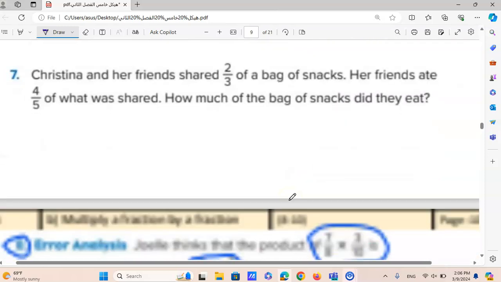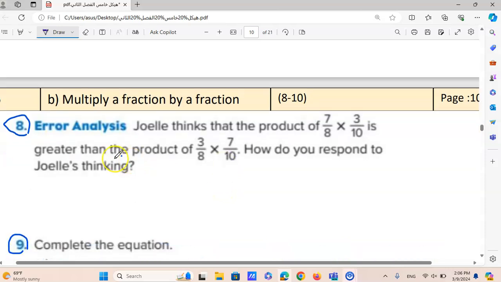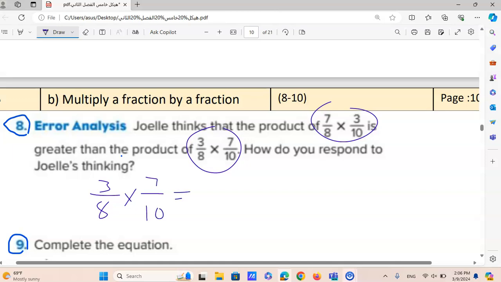Do the same with the others. Here is how to multiply fraction by fraction, the same. But here you have to correct the error in the question. He thinks that this product is greater than this product. We need to explain or solve them. 3 over 8 times 7 over 10. You need to demonstrate or prove whether it's correct or not. 7 over 8 times 3 over 10.